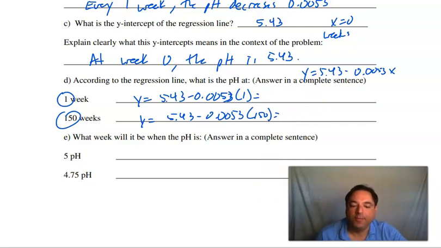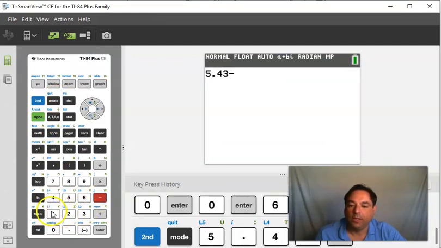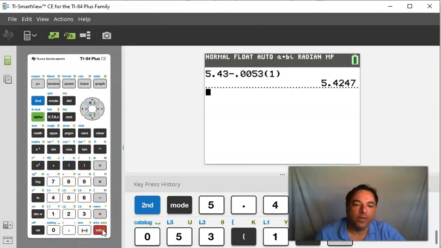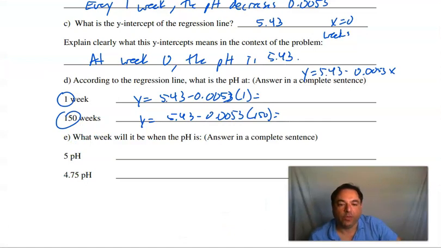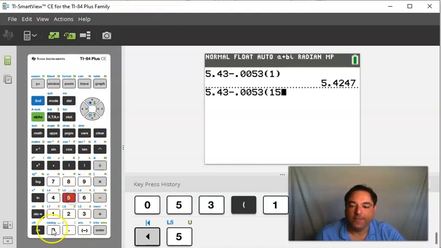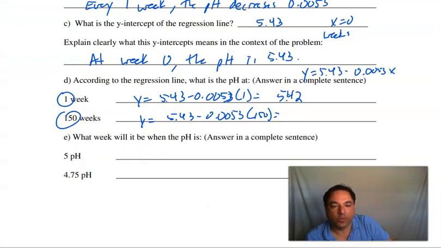So if I go to the calculator, I could type in, hit second mode to go to the home screen, 5.43 minus 0.0053 times 1, and we get the answer of 5.42, let's call it 5.42. Now, a little calculator trick, so I don't have to type it again. If you hit second enter, you get it back, and then we can change it to 150, and you get 4.64.